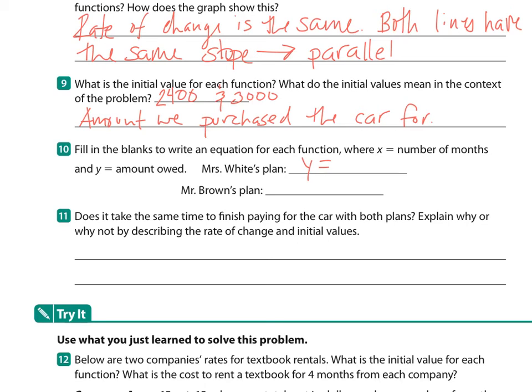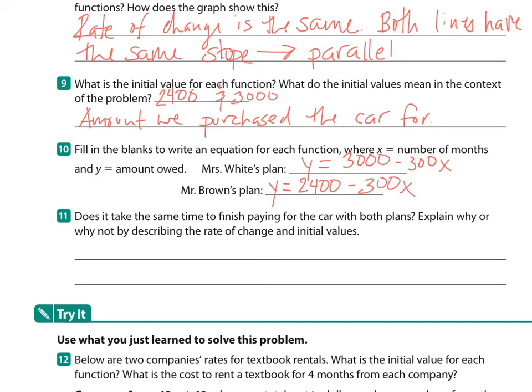So Mrs. White bought her car for $3,000. And then it decreases. If I want to figure out after 1 month how much you owe, well, you had 3,000, we'd subtract 300 from it. So 300 times x, where x is the number of months that we want to figure out. After 2 months, it's 300 times 2, 600. We subtract 600 from 3,000. Now she owes $2,400. All right, Mr. Brown, same thing. Initial value, 2,400. Same rate of change, 300x.